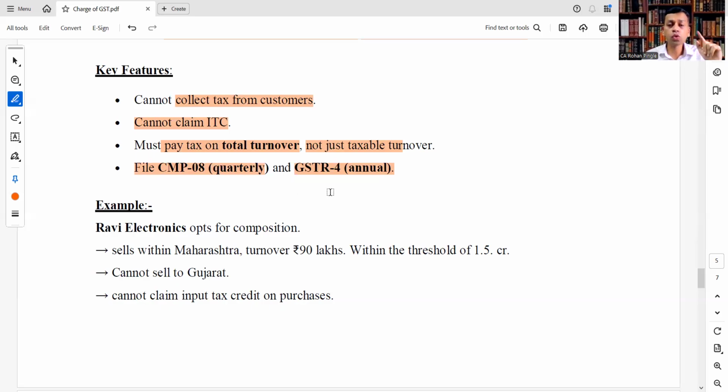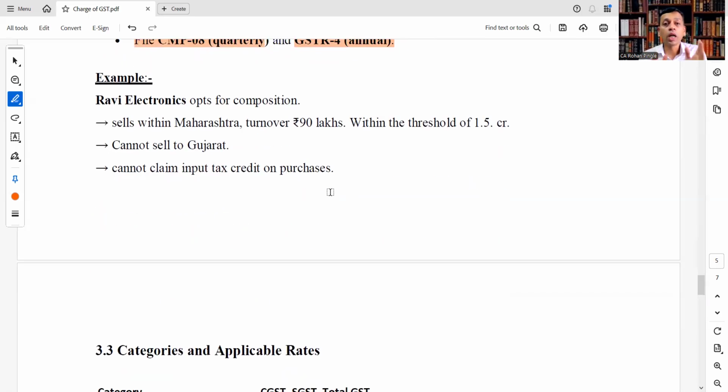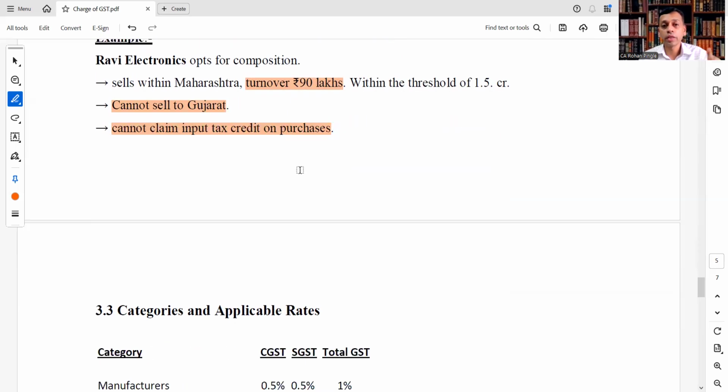And also one thing, that a composition dealer cannot issue tax invoice. They have to issue bill of supply. Let's see examples. Ravi Electronics opts for composition scheme. Sales within Maharashtra, turnover 90 lakhs within the threshold of 1.5 crore, cannot sell to Gujarat, cannot claim input tax credit on purchases. Okay, those are the necessary conditions to be satisfied.